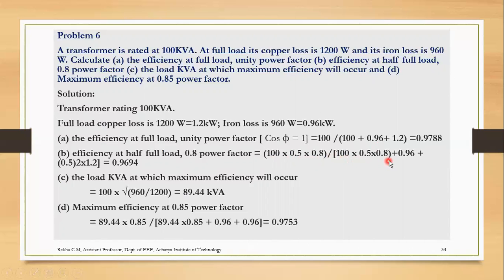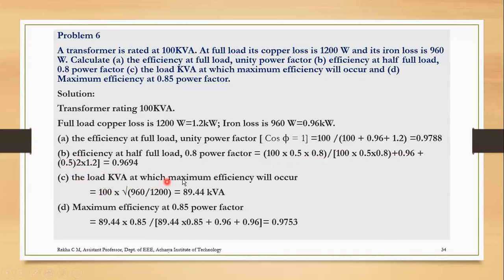The same thing over here, plus iron loss, again in kilowatts, plus 0.5 square into 1.2. It is square actually. So 0.5 square times copper loss. So we get the value as 0.9694 or 96.94%.